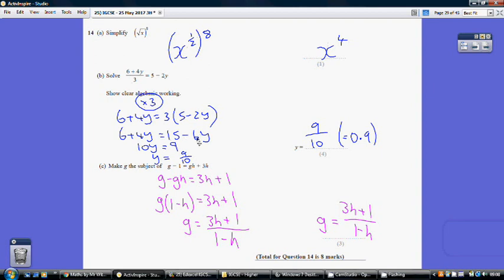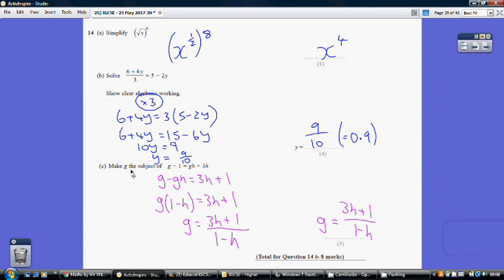So I'm now going to gather up all my y's on the left hand side by adding 6y to both sides, and then gathering up all my normal numbers on the right by taking away 6 from both sides. So that gives me 10y equaling 9. Divide through by 10, I get y being 9/10, or 0.9.